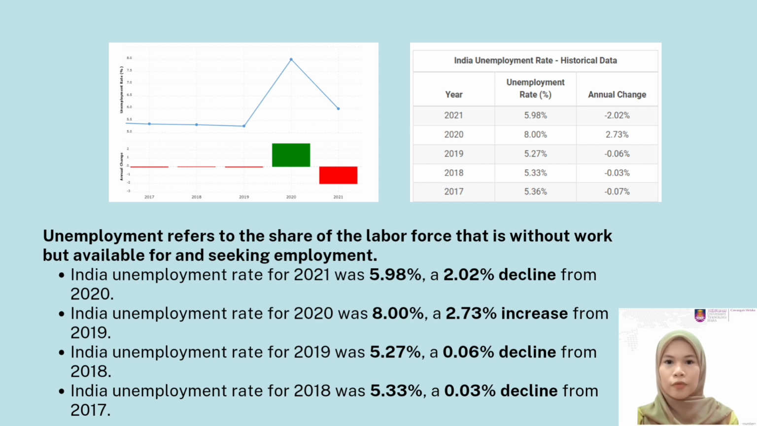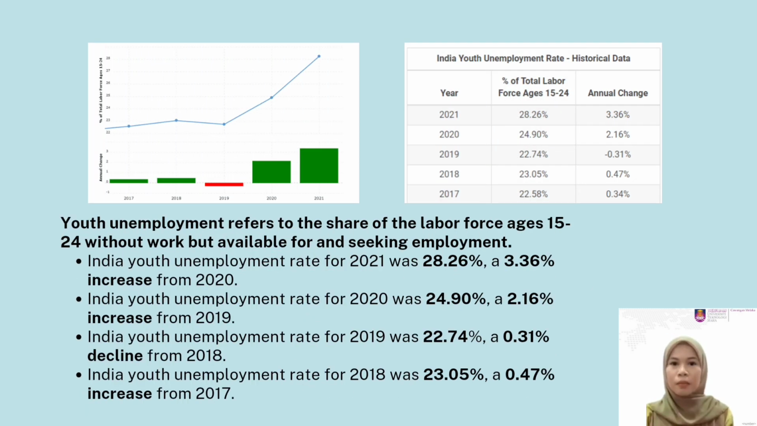Based on the graph and table above, we can see that in 2020, the unemployment rate recorded the highest percentage compared to the other 4 years with 8%, increased 2.73% from 2009. Meanwhile, youth unemployment refers to the share of the labour force ages 15 to 24 years old without work but available for and seeking employment. India youth unemployment rate for 2020 was the highest compared to the other 4 years with 28.26%, a 3.36% increase from 2020.